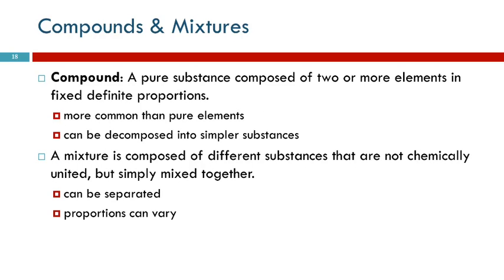A compound is a pure substance that's composed of two or more elements. So you take those two elements like hydrogen and oxygen to make water, and you combine them in a fixed, definite proportion. So water has 2 hydrogen atoms to 1 oxygen atom. Always. It's always the same. There's no variation. It is a combination of 2 elements. It could be broken down into simpler substances.